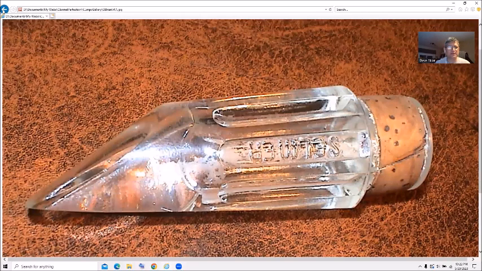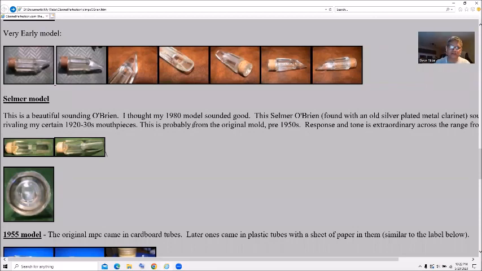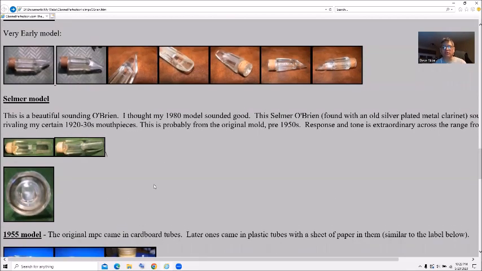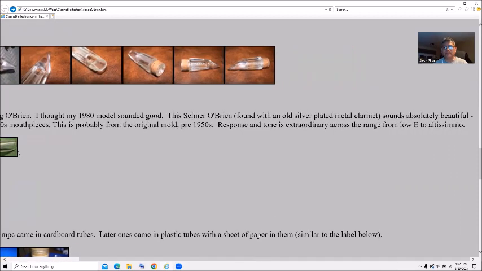That's a pain. Now here's the one that I showed at the very beginning that's taller than the other ones we have. I have two of them of this length. One has a little chip on the end I have to fix. And this one I actually bought off of eBay with an old silver-plated metal clarinet. I bought it because it had an O'Brien mouthpiece on it. I don't remember what I did with the clarinet. I sold it, I guess.